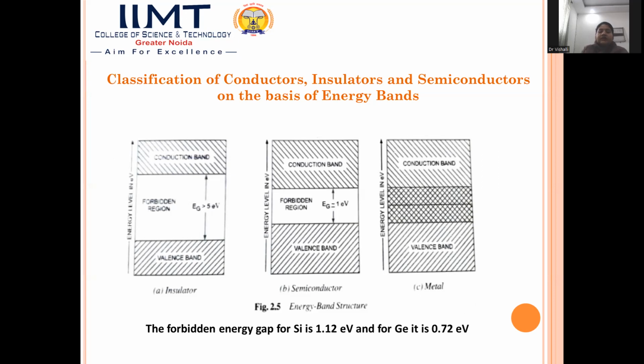The bottom line is that in an insulator, the electron is basically unable to overcome the forbidden energy gap to reach the conduction band. That's why these are not good conductors of electricity.